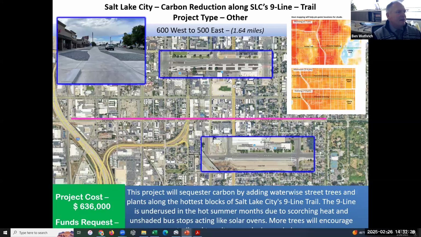The next project being requested is Salt Lake City. This is a carbon reduction project along the Salt Lake City 9-line trail between 6 West and 500 East, about 1.6+ miles. What this project will do is add landscaping along the corridor to provide shade and encourage trail use. Project estimated cost is $636,000. Funds being requested are $592,000.